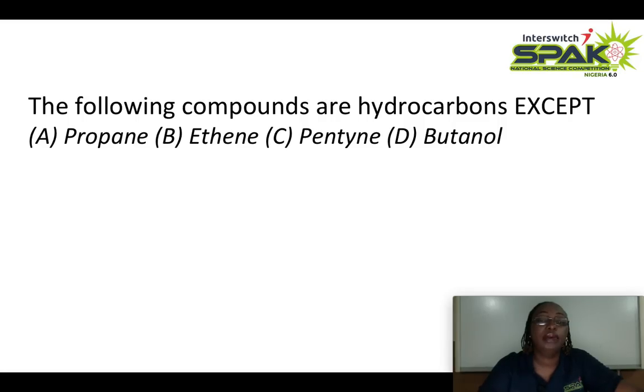The following compounds are hydrocarbons except, so which one is not a hydrocarbon? The answer is butanol. Others are hydrocarbons. A hydrocarbon is a compound consisting of carbon and hydrogen only, but butanol has oxygen, and so it is not carbon and hydrogen only. So the answer is butanol.